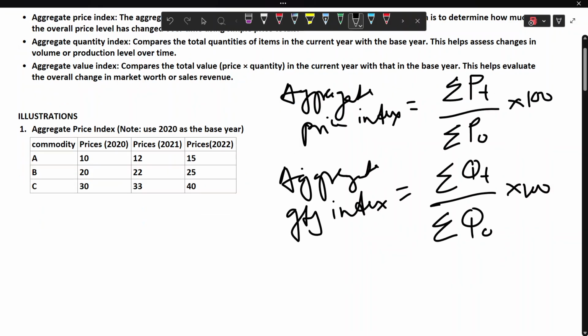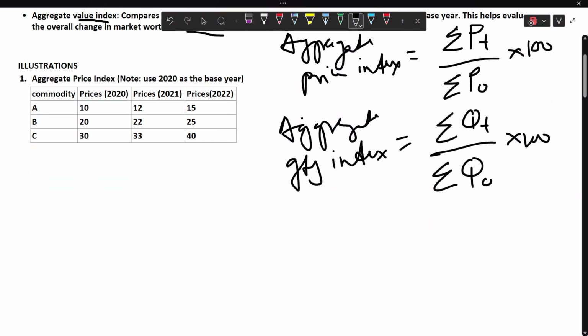Then for the last one, that's the aggregate value index. It compares the total value. So what's the total value? That's the price and the quantity. So if you multiply the price and quantity, you're getting the total value in the current year compared with that in the base year. This helps evaluate the overall change in the market worth or the sales revenue.